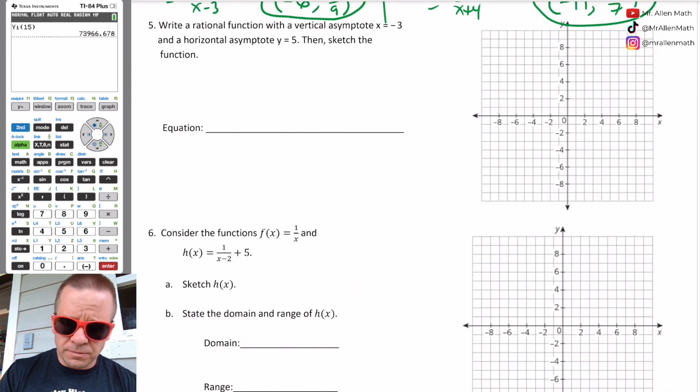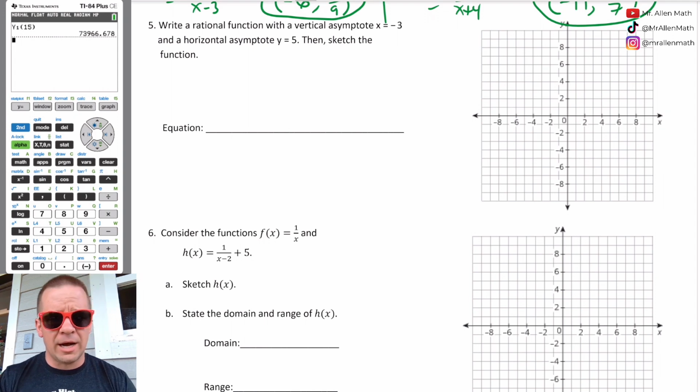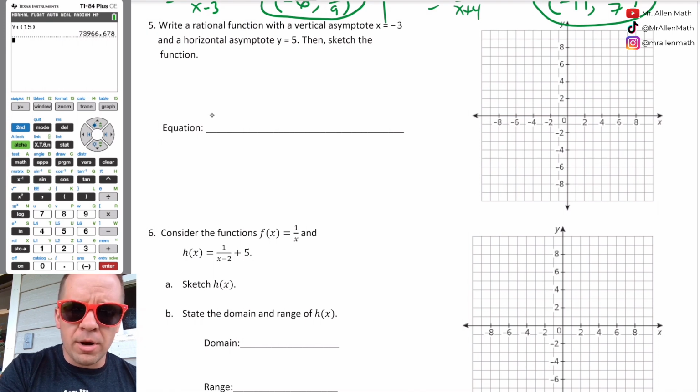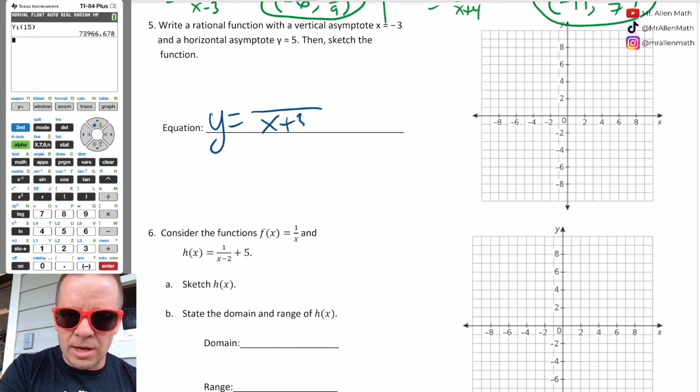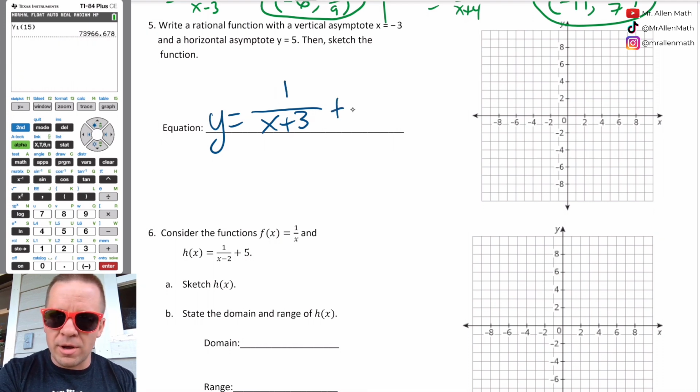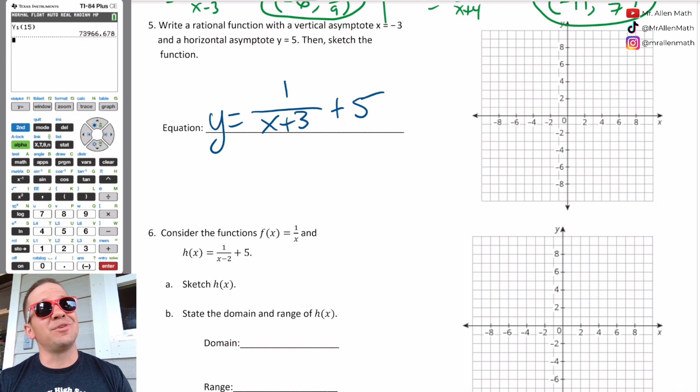All right, next one here. I'm going to switch to blue now. Write a rational function with a vertical asymptote of x equals negative 3 and a horizontal asymptote of y equals 5. Then sketch that function. All right, so vertical asymptote of x equals negative 3. I'm going to have x plus 3 in my denominator. There's a couple ways you can write this one out, but I'll go ahead and do y equals a fraction here. I've got x plus 3 in my denominator. And then I can just throw a 1 up here, and I can shift this up 5 for my horizontal asymptote.